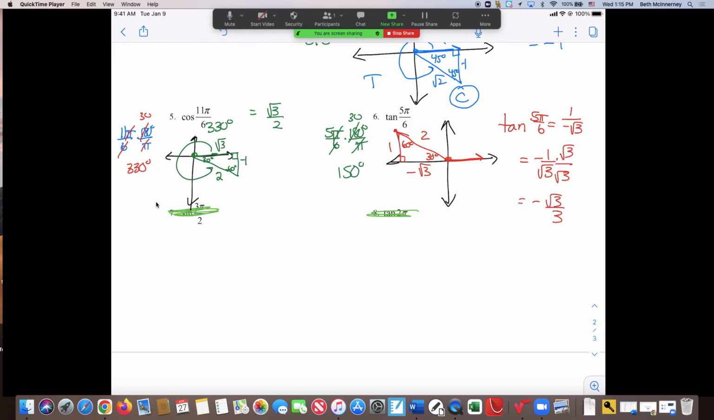No, this is tangent 5 pi over 6. The point would be negative square root 3 comma 1, because I'm left and up.